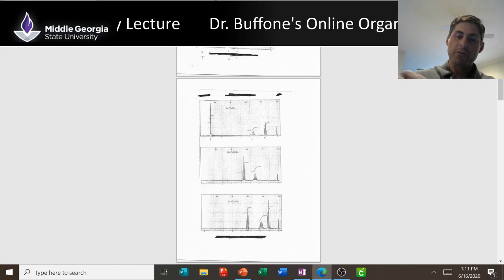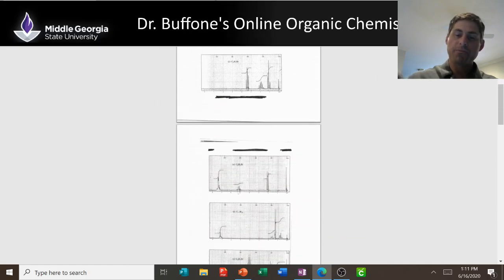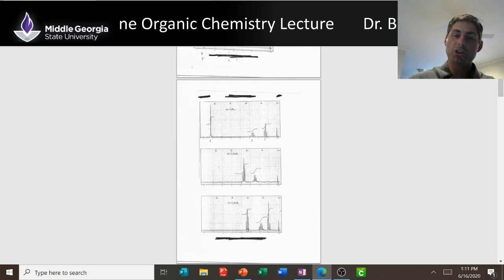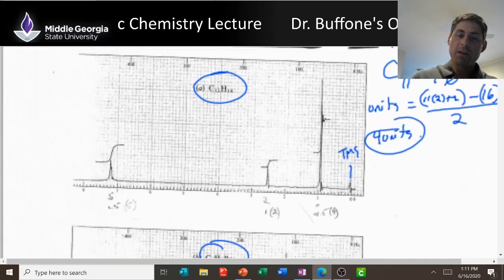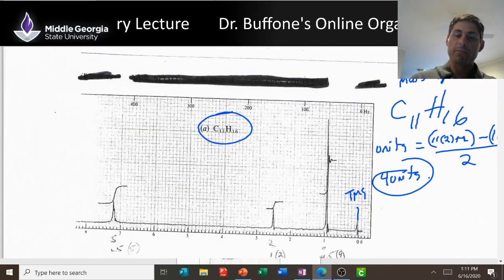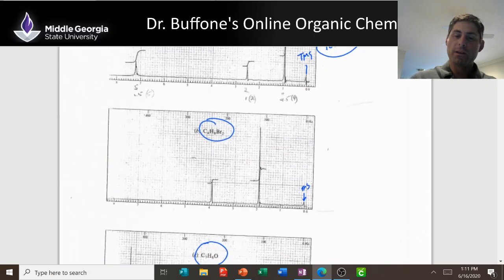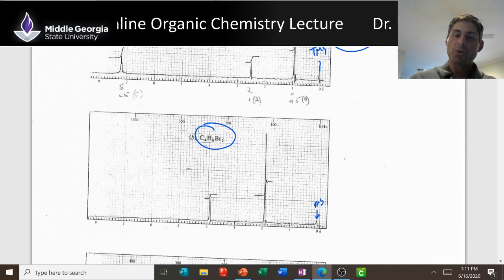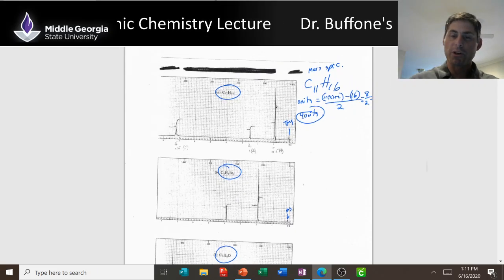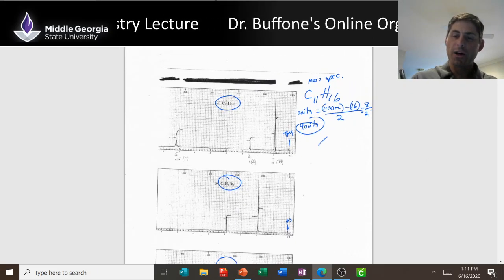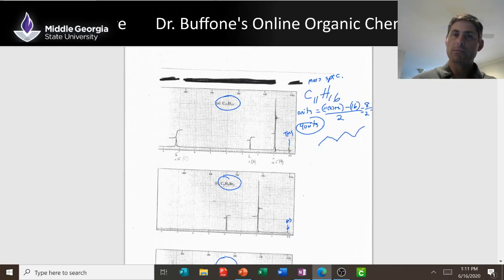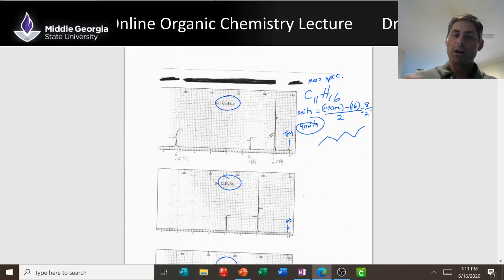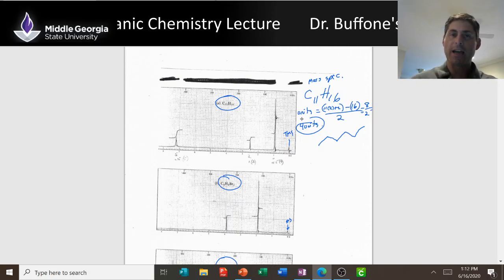We have three spectra on one page, and another three on this page, and another three on this page, and so on and so forth. Each spectrum is its own separate problem. That's one spectrum. Here's another spectrum. You get the idea, right? So what you're going to do is draw a skeletal structure for the molecule that produces that NMR spectrum.